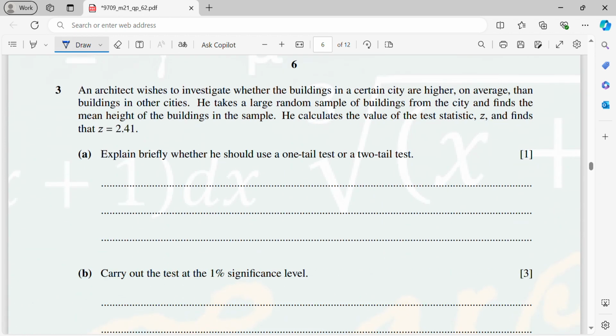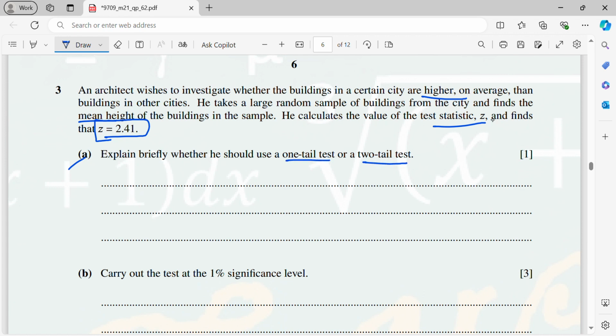Okay, question 3. An architect wishes to investigate whether the buildings in a certain city are higher on average than buildings in other cities. He takes a random sample of buildings from the city and finds the mean height of the buildings in the sample. He calculates the value of the test statistic z and finds that z is 2.41. Now A, explain briefly whether he should use a one-tailed test or two-tailed test.